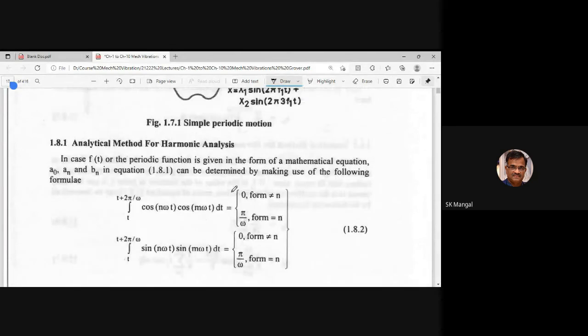Now to solve this Fourier series or to do the harmonic analysis, you have these 5 formulas which will be very handy to calculate all the coefficients here. So for a given time period t to t plus tau, it is simply basically one cycle.